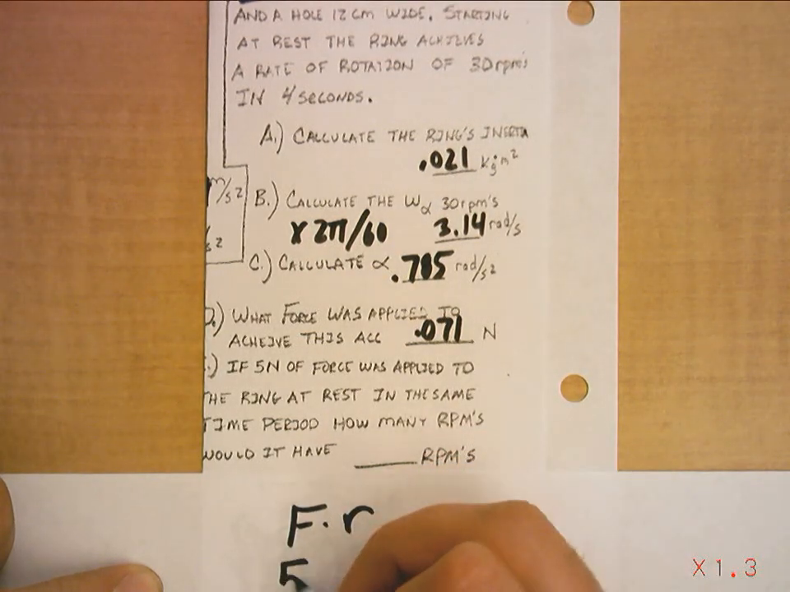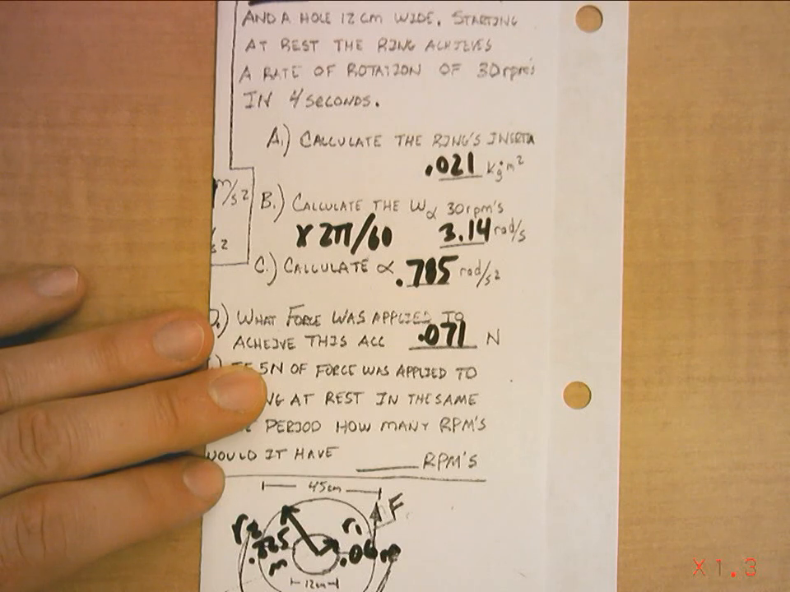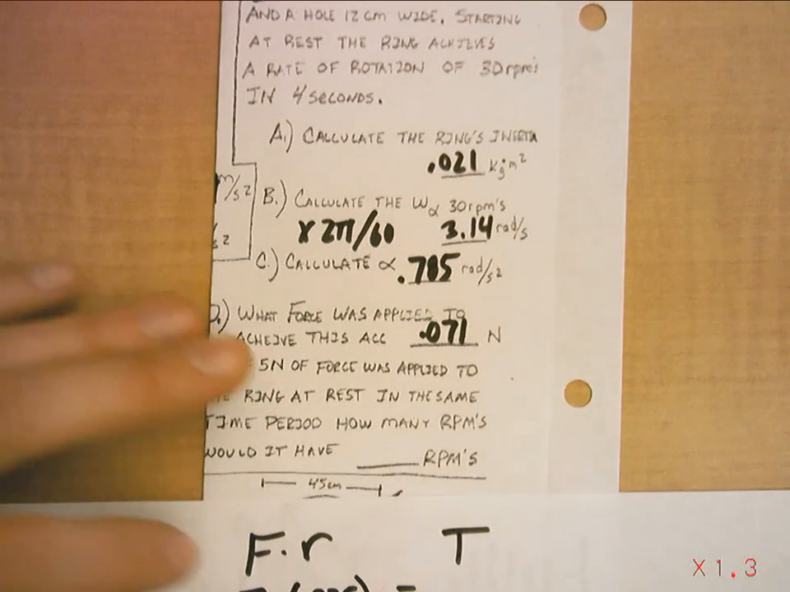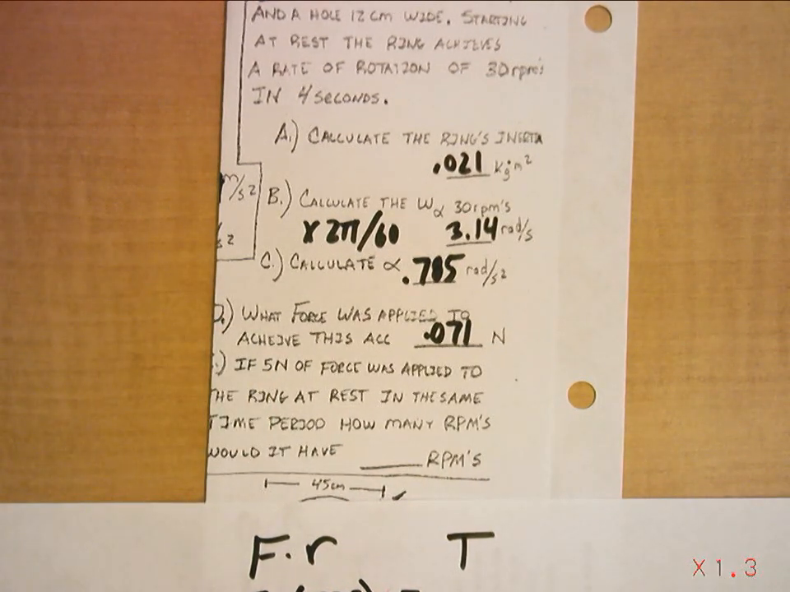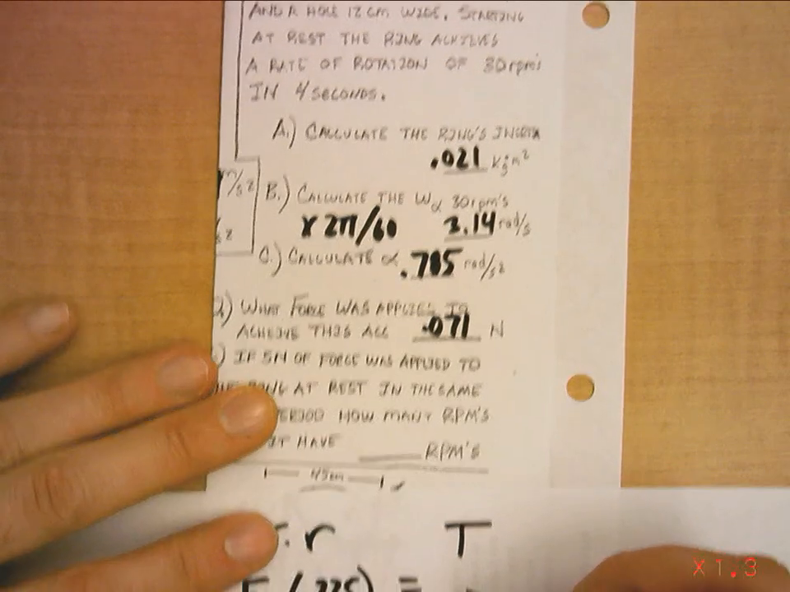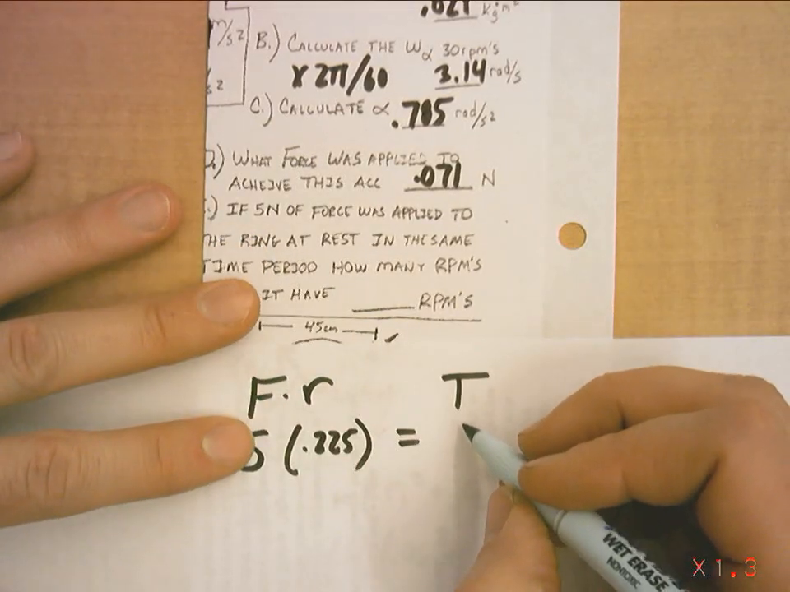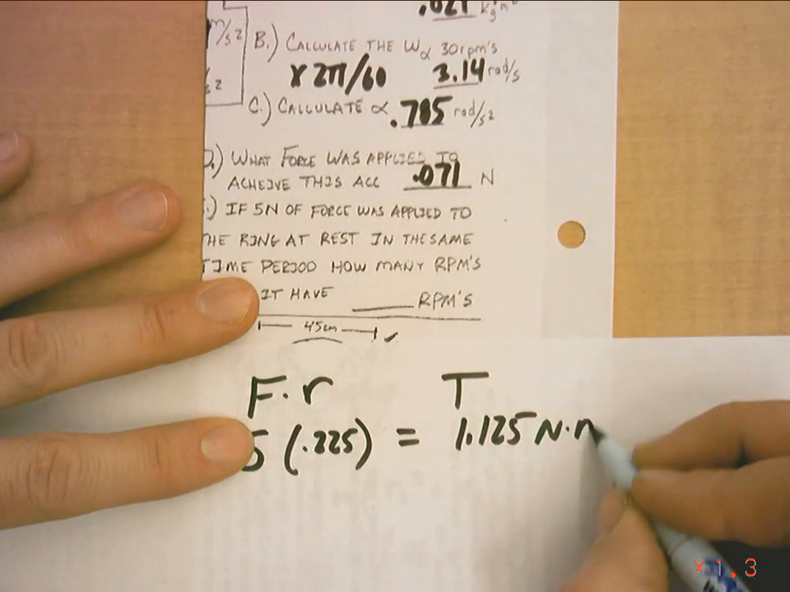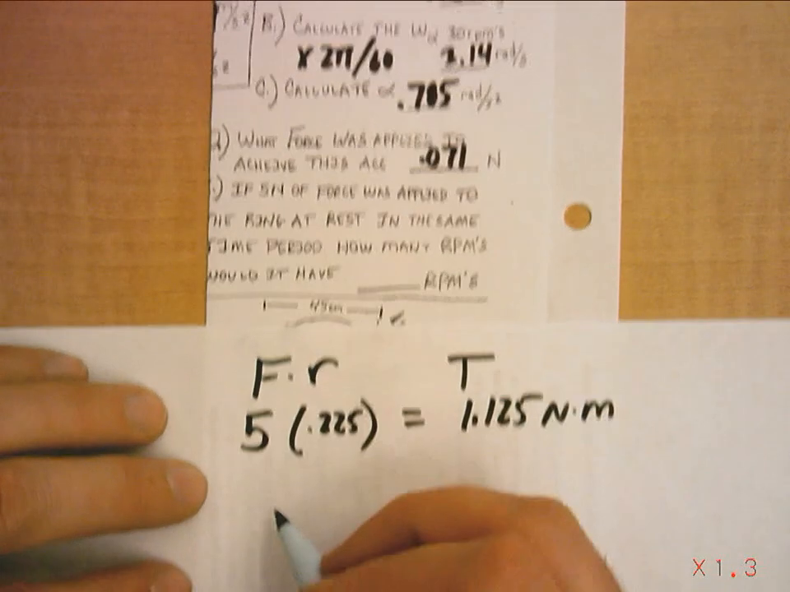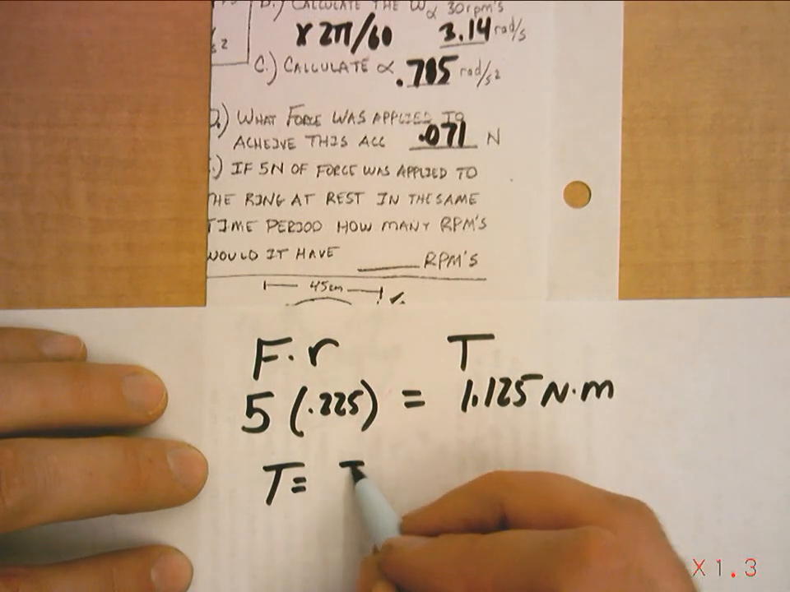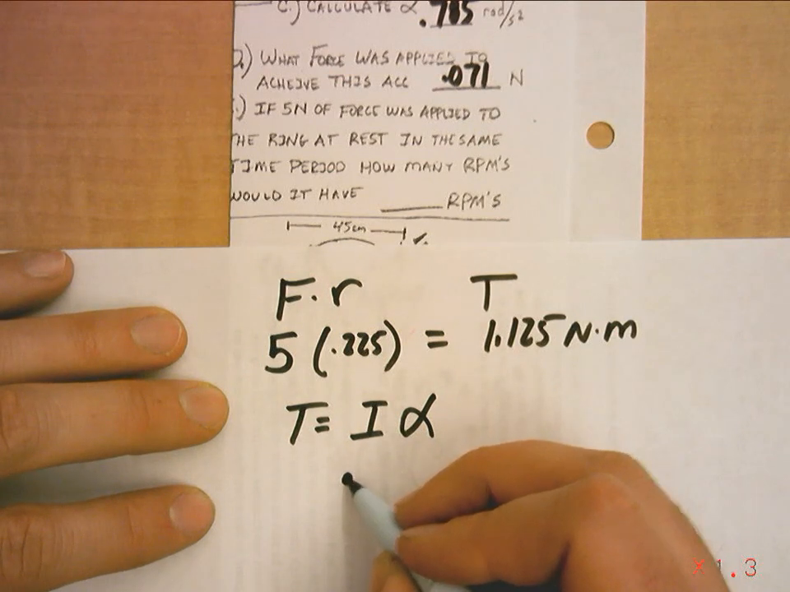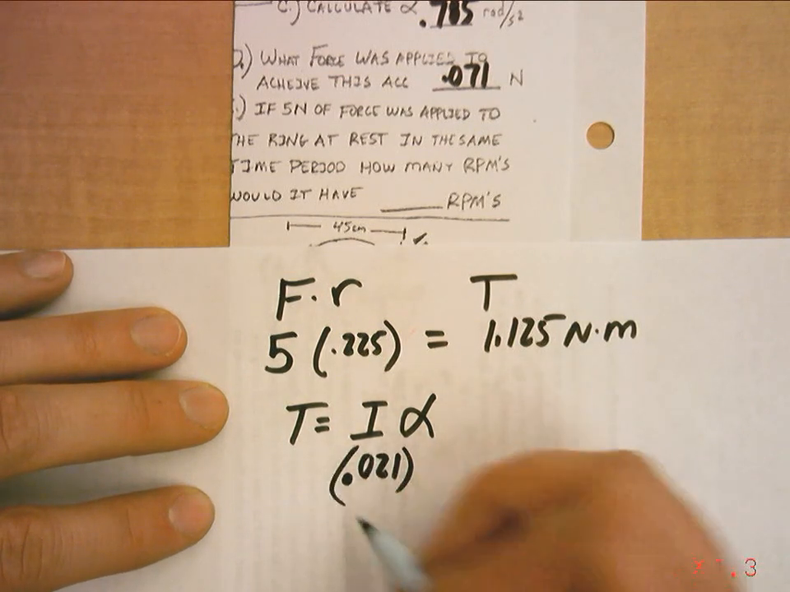So if we have 5 newtons and we apply it to the same ring, so we're going to have the same radius, 0.225, we get a new number for our torque. So if we calculate the torque, you would get for a torque 1.125 Newton meter. That's not what we want. We want to get to RPMs. So then we realize that torque also equals something else, I times alpha. So we're talking about the same ring here, so it still has an I of 0.021.